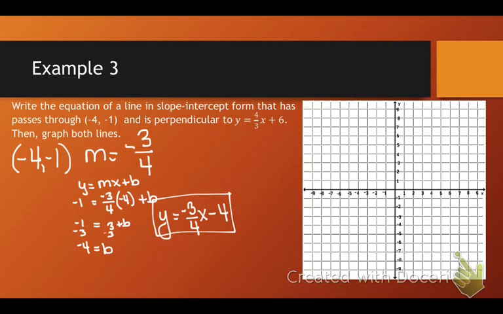So I'm going to graph this line and my given line. So my given line crossed at +6 and had a slope of 4/3. So that's the green line you see. The second one I just discovered that's perpendicular crosses at -4 and has a slope of -3/4. So that's dropping 3, going right 4, or up 3, left 4. You can see that there is a perpendicular relationship between these two lines.